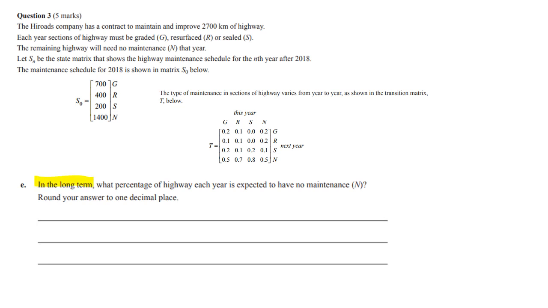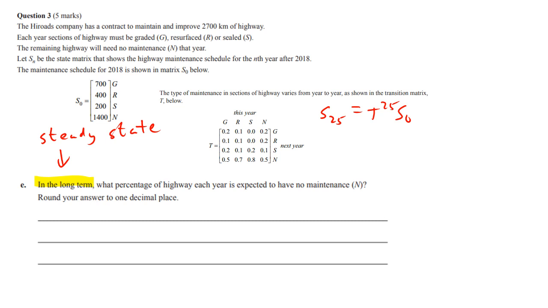All right. There's a lovely magical keyword right at the beginning of part E: in the long term. What does that in the long term mean? Steady state. And so I like to do S25 and S26. Some people do S50 and S51. It's fine. So S25 equals T to the power 25 S0.